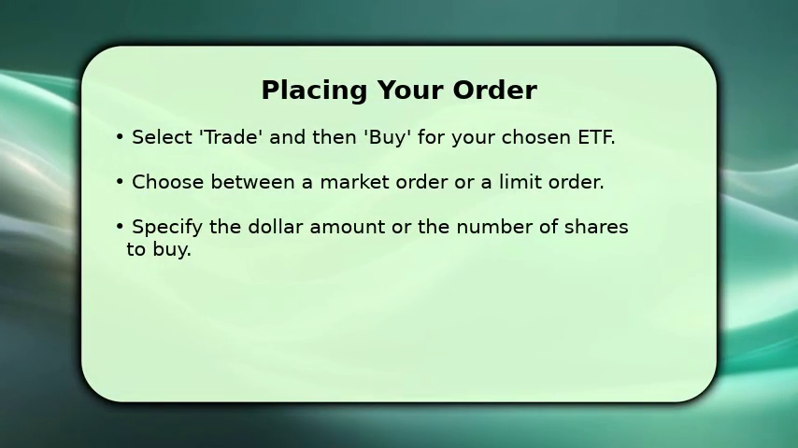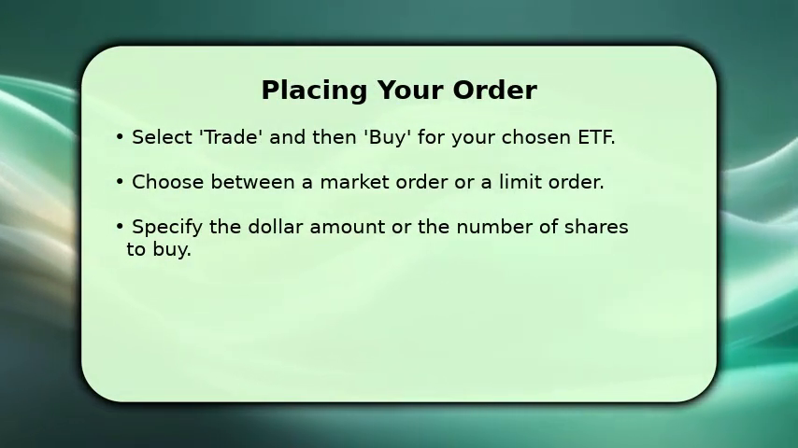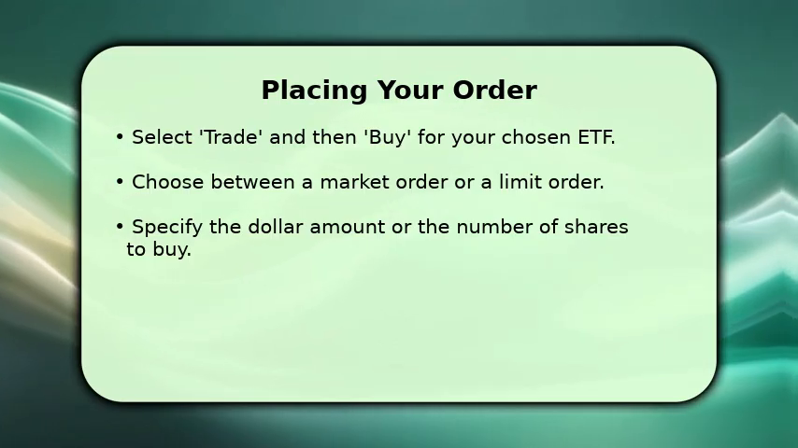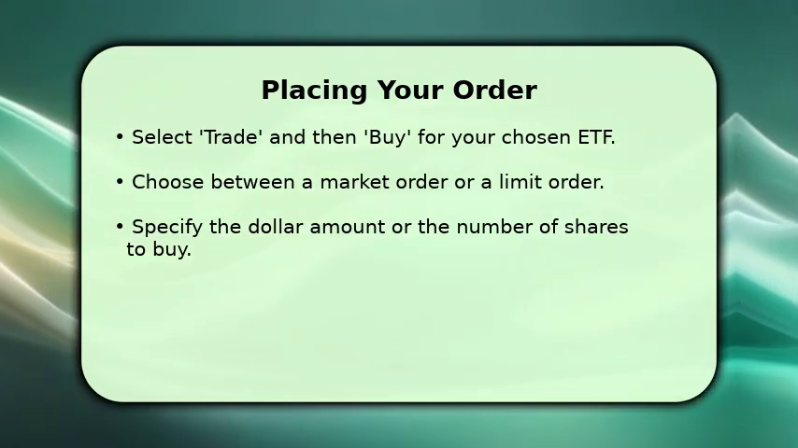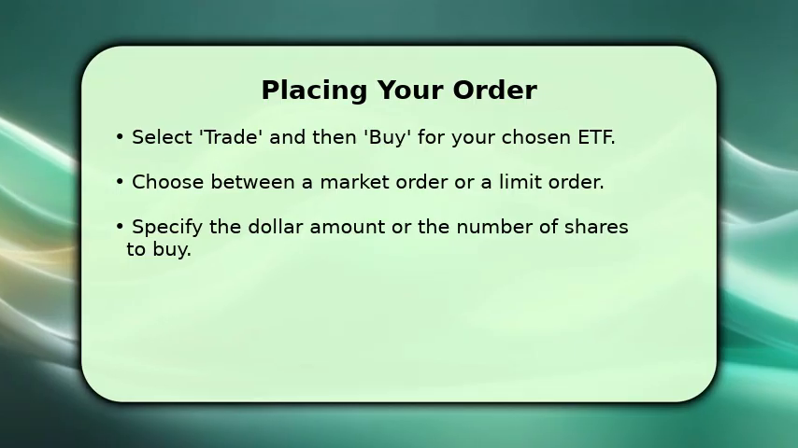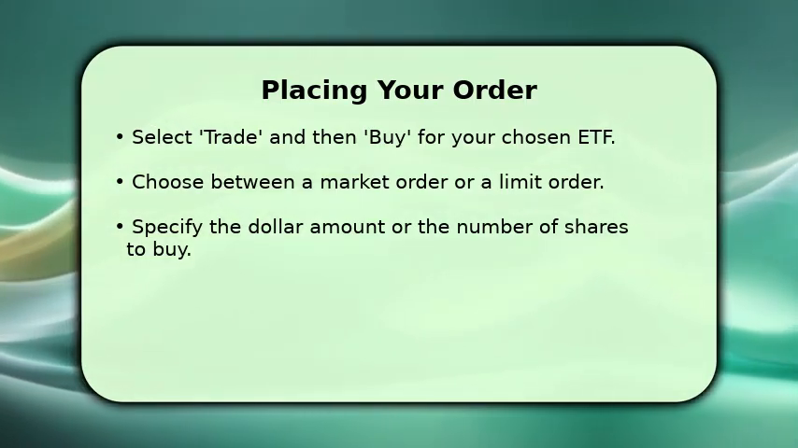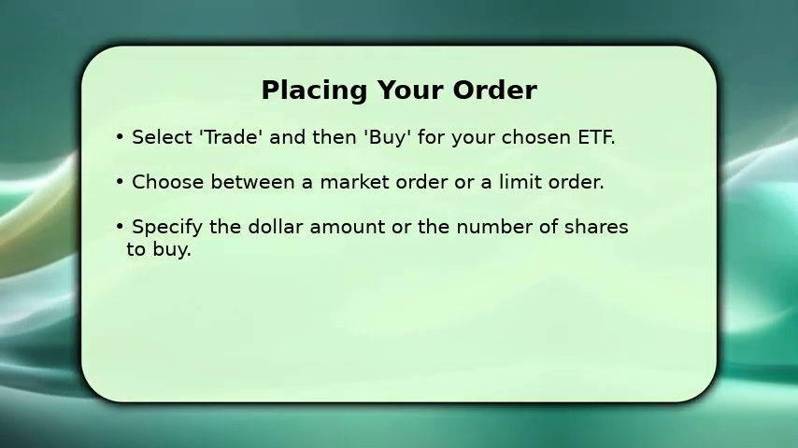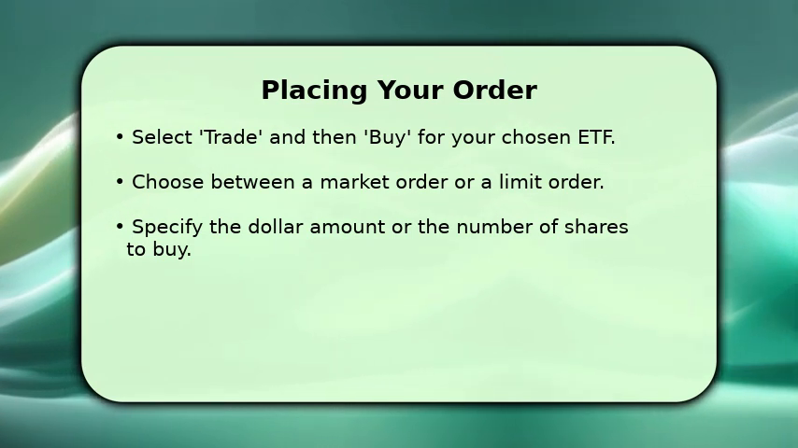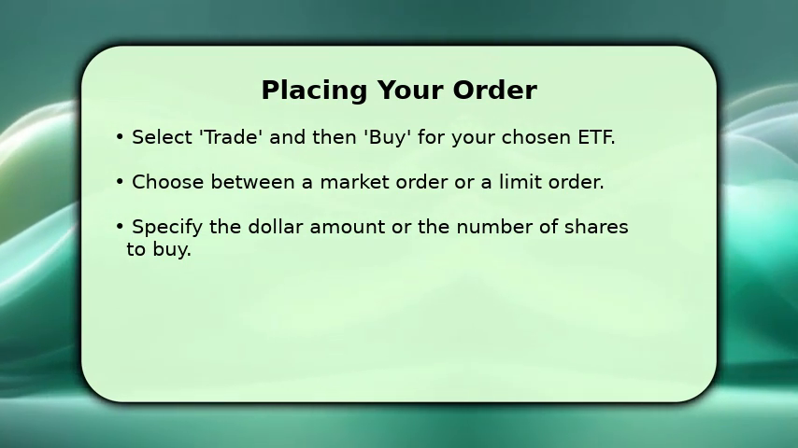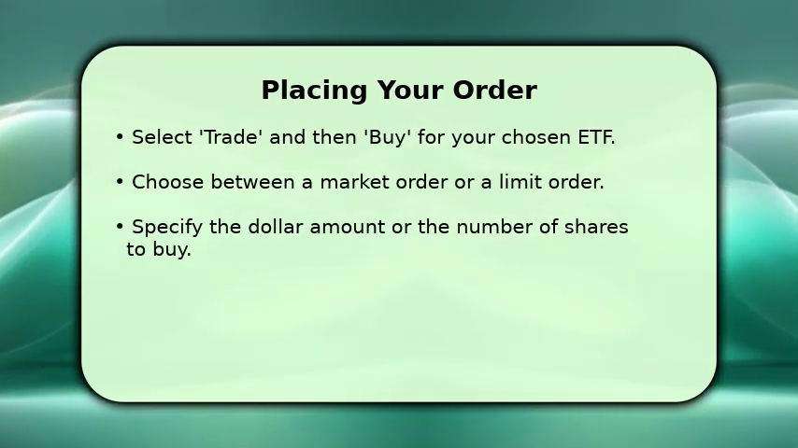When you're ready to buy, tap Trade and then Buy on the ETFs page. Robinhood allows you to place either a market order, which executes at the next available price, or a limit order, which lets you set a specific price. You can buy a specific dollar amount, even fractional shares, or a set number of shares. Always review your order before swiping up to submit.